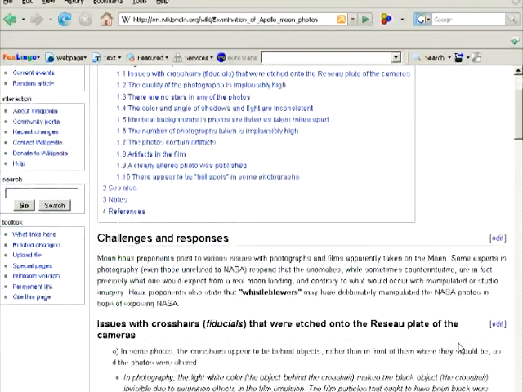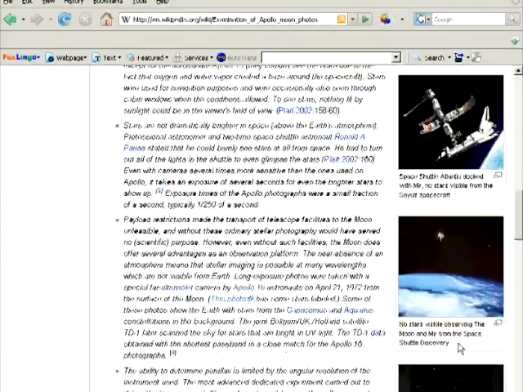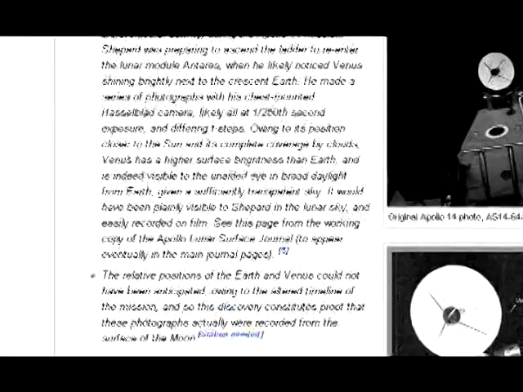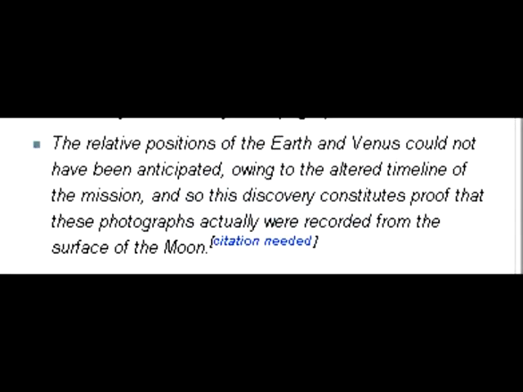In an article at Wikipedia, we are told, "The relative positions of the Earth and Venus could not have been anticipated owing to the altered timeline of the mission, and this discovery constitutes proof that these photographs actually were recorded from the surface of the Moon."